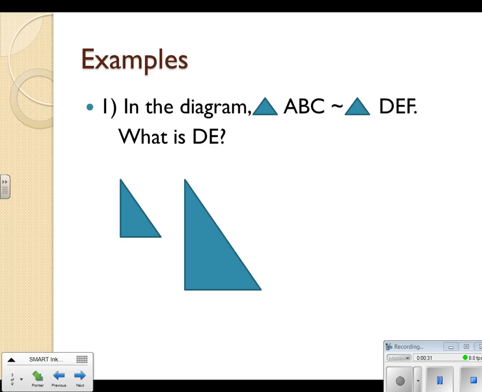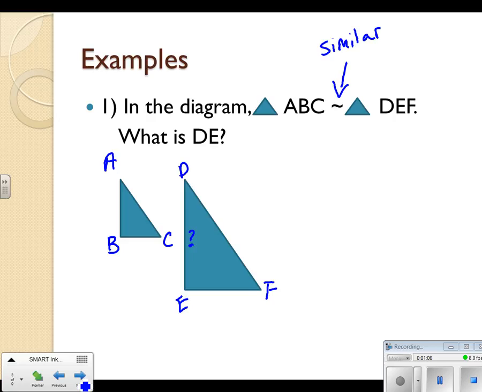In this diagram, triangle ABC, and I'm going to label that here, is similar, so this symbol right here means similar, to triangle DEF. So here's triangle D, E, and F. What is DE? So we want to know this right here, that side.